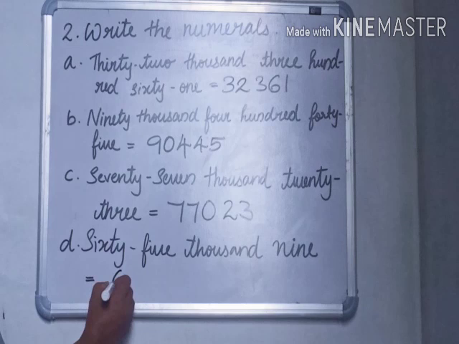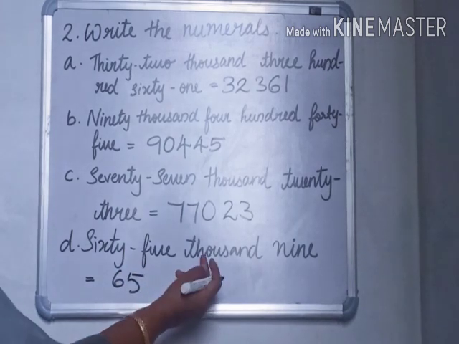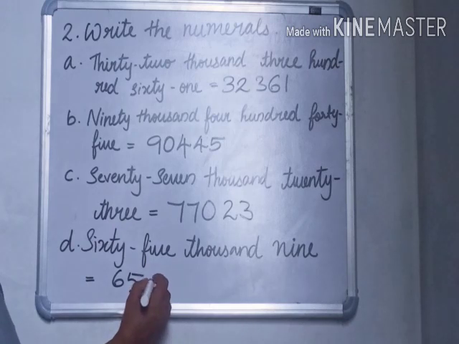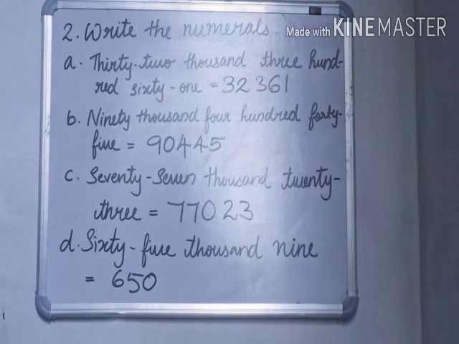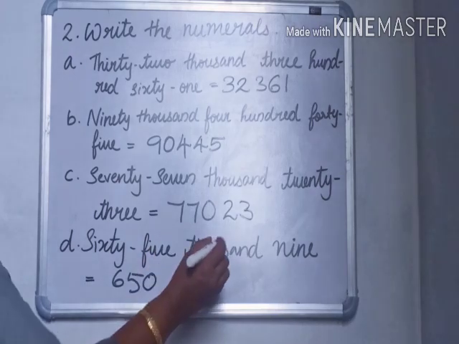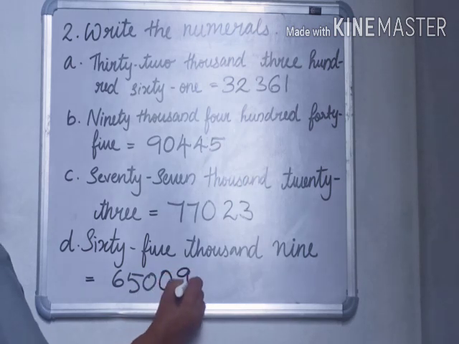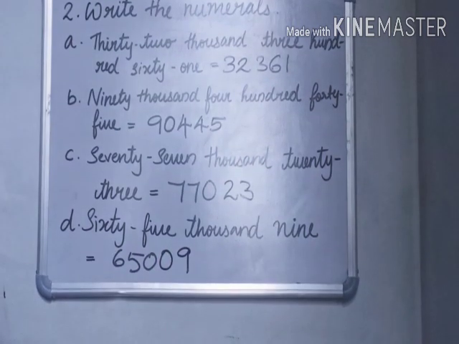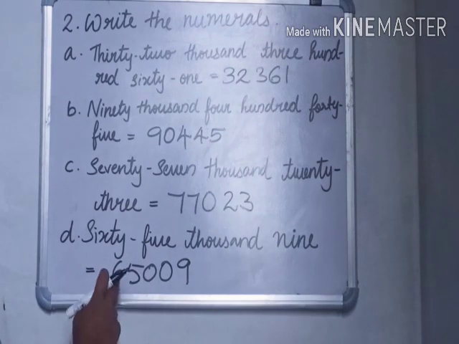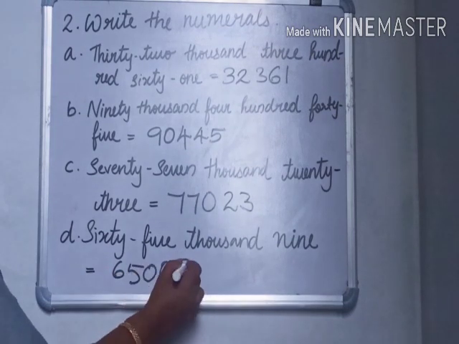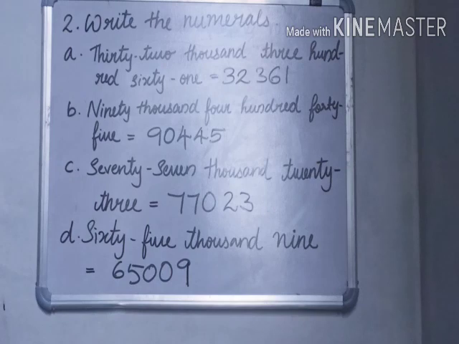Next is 65,009. 65,000. Then next place is hundreds, but there is no number in hundreds place. We should put one zero in hundreds place. Then next is tens place. In tens place also 0. Then next is 9. So this number, 65,009, we can write like this.